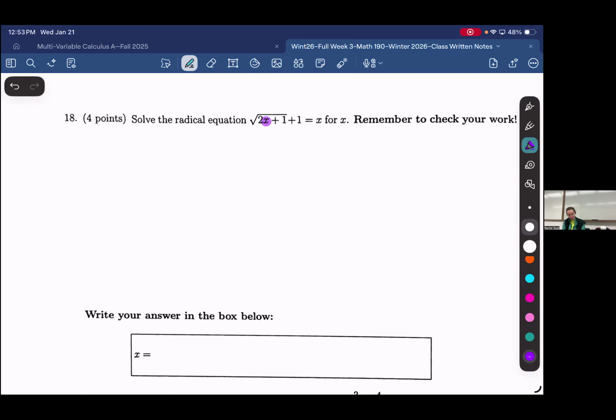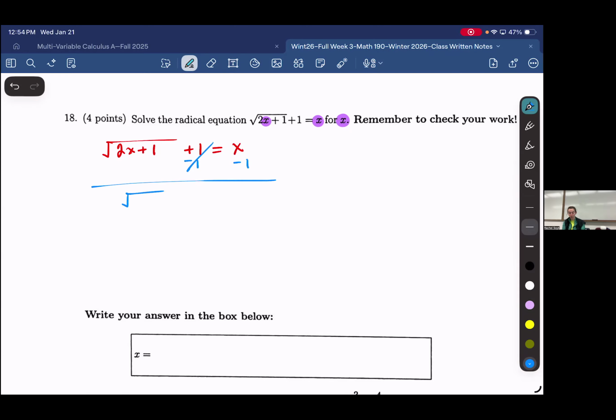So what do we want to do? We want to get all of the x's on one side. First, we need to get rid of that square root. So we're going to actually have to subtract 1 from both sides to get the square root all alone, so that we can square both sides to get rid of the square root.